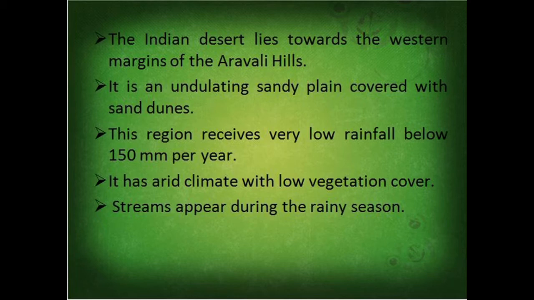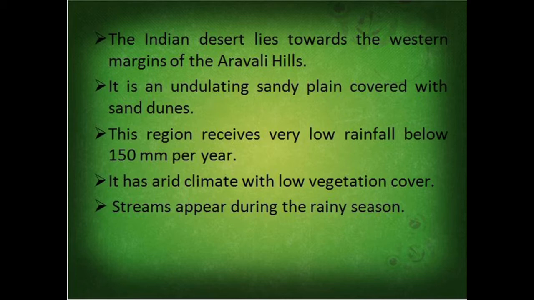There is very little or no rainfall in this area. No rainfall means there is no rain. Apart from the Luni river, there is no river flowing through the Thar desert. Due to very little rainfall, the climate is dry and the soil is sandy. Sandy means the soil has very small particles, and at most places the land is covered with large sand dunes.